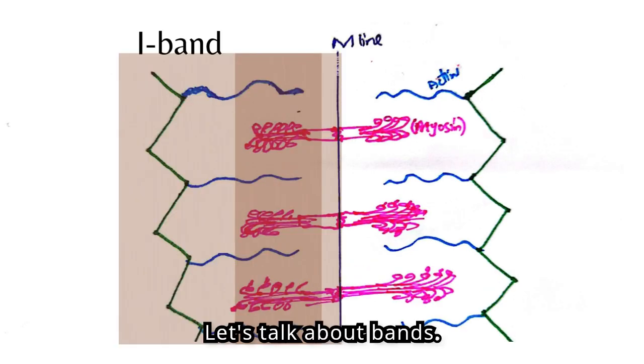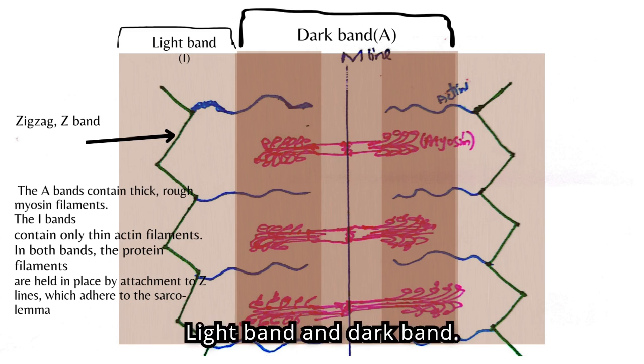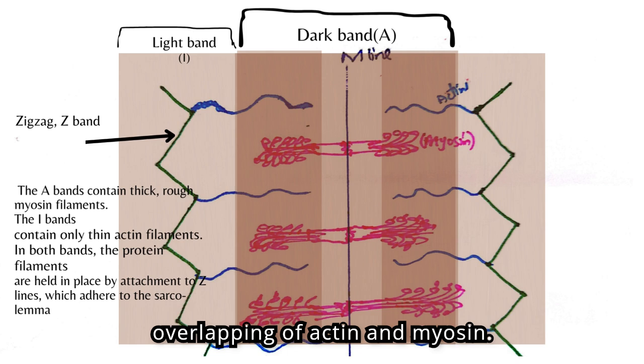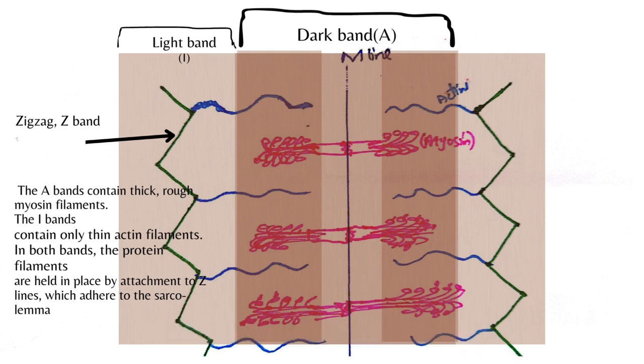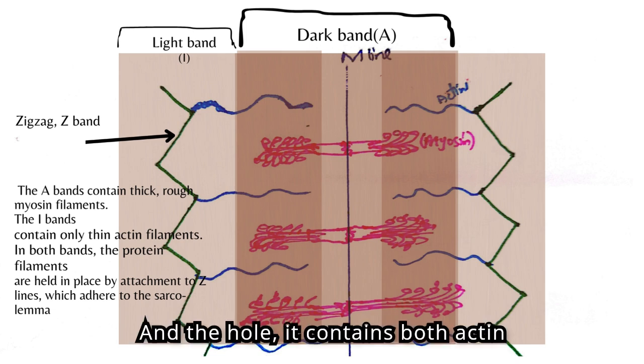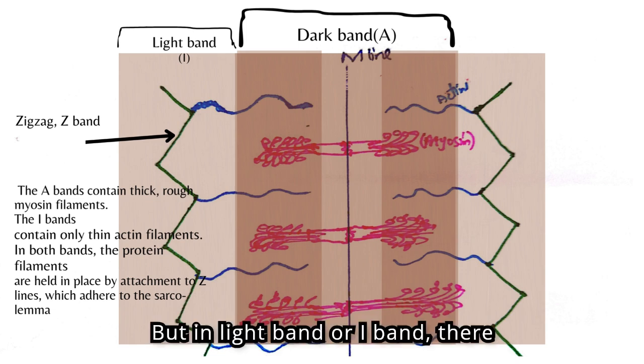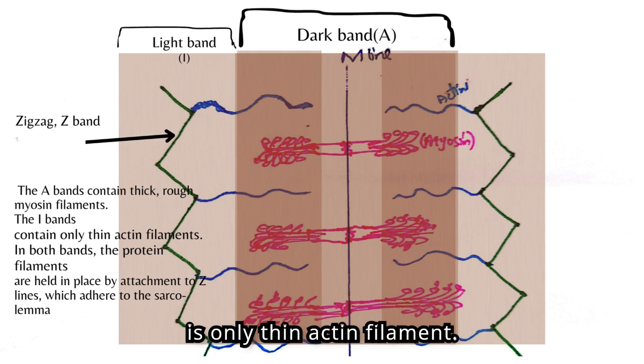Let's talk about bands. Light band and dark band. The A band contains thick, rough myosin filament. The dark band is seen where there is an overlapping of actin and myosin. And the hole, it contains both actin and myosin filament. But in light band or I band, there is only thin actin filament.